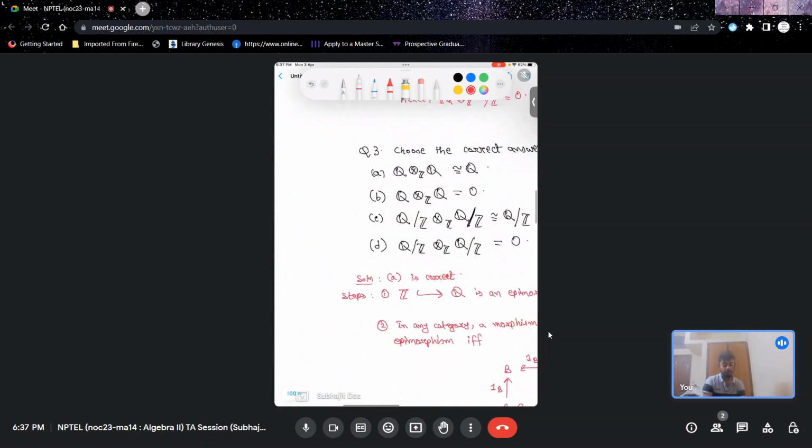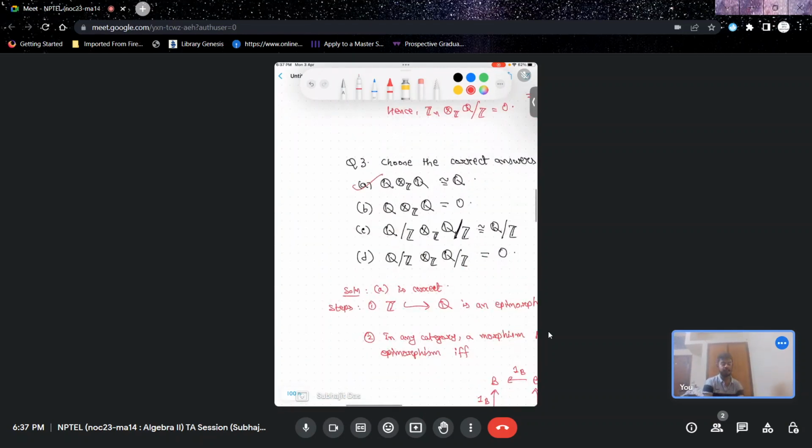Right. So certainly A is correct, and since A is correct, B cannot be correct. What about option C and option D? We need to figure out whether the tensor product of the abelian group Q mod Z with itself, whether the tensor product of these two Z modules is 0 or it is equal to Q mod Z.